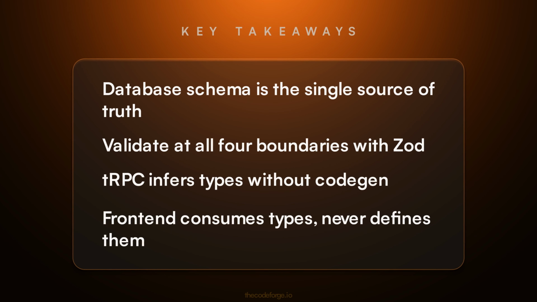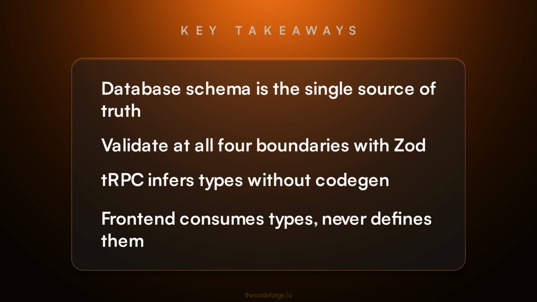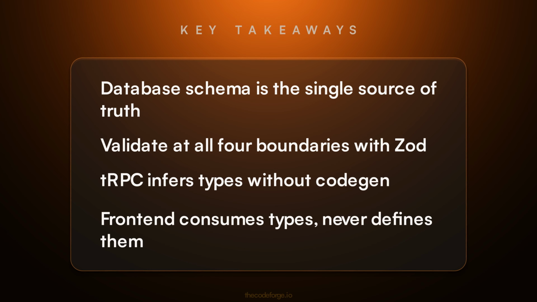Let's recap the key takeaways. Database schema is the single source of truth. Validate at all 4 boundaries with Zod. tRPC infers types without codegen. Frontend consumes types, never defines them.